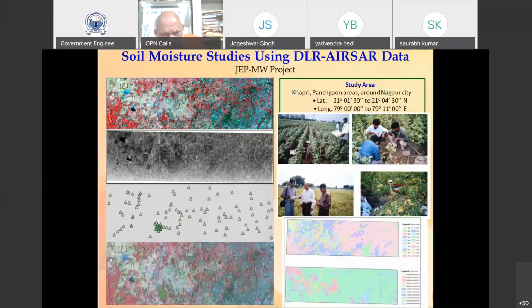Here in the field, we have to go and make measurements of the soil moisture. My colleagues are in the field, and they are taking readings of the soil moisture, the crop, the canopy, and all that information from this area.